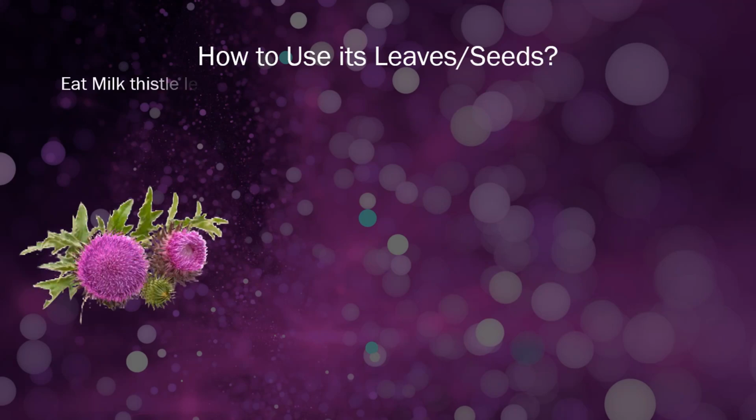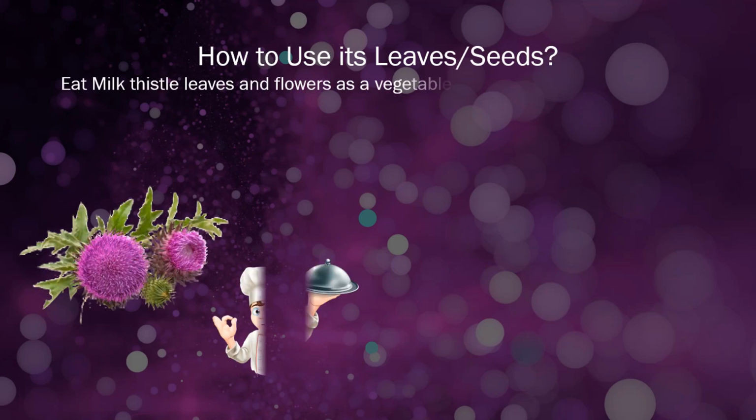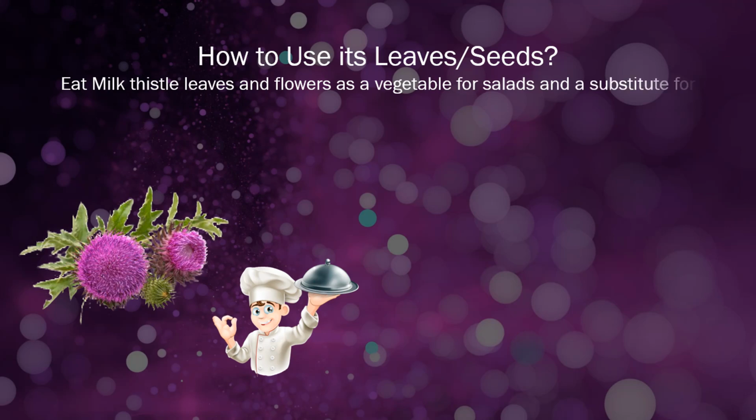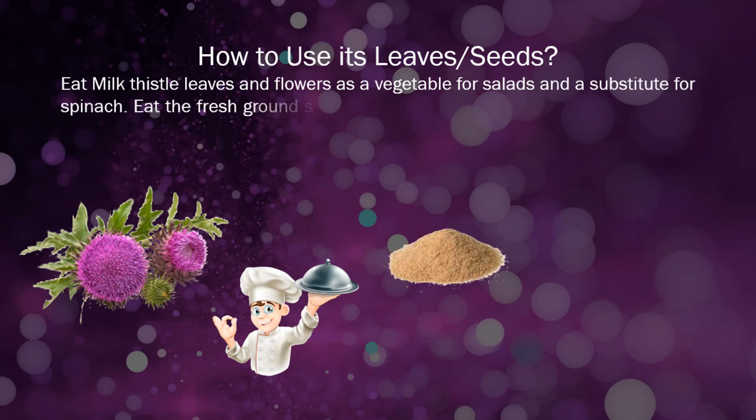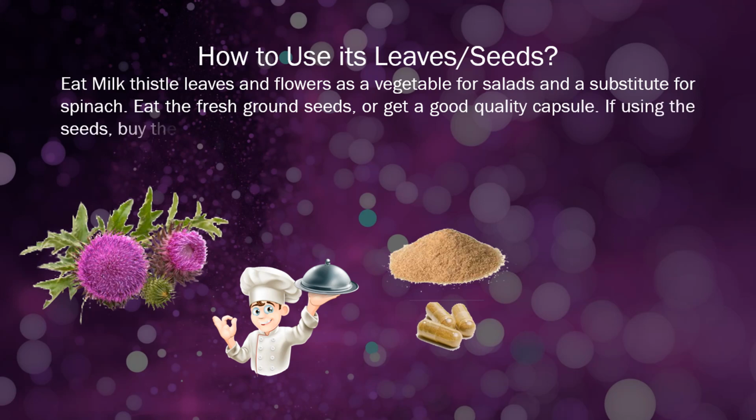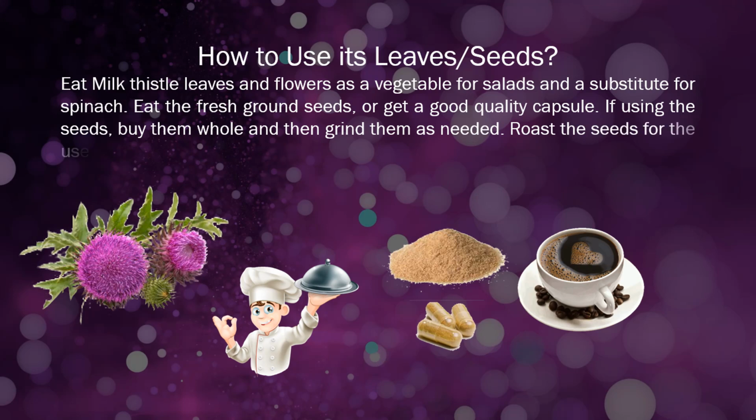Eat its leaves and flowers as a vegetable for salads and as a substitute for spinach. Eat the fresh ground seeds or get a good quality capsule. If using the seeds, buy them whole and then grind them as needed. Roast the seeds for use as a coffee substitute.